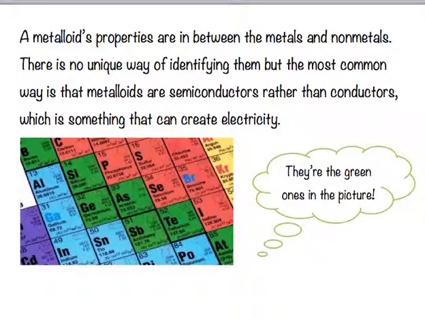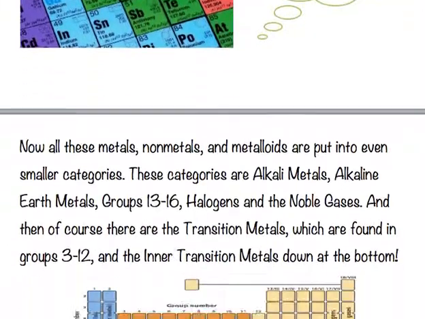A metalloid's properties are in between the metals and nonmetals. There is no unique way of identifying them, but the most common way is that metalloids are semiconductors rather than conductors, which is something that can create electricity. They're the green ones in the picture.